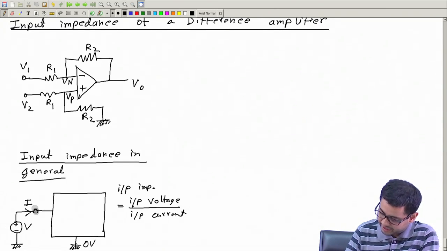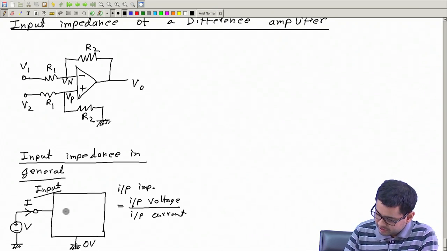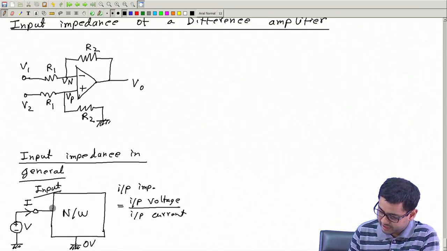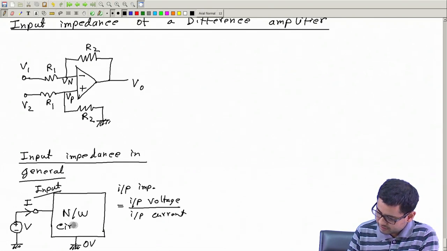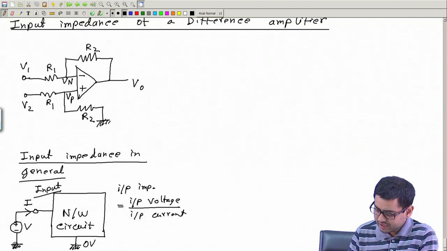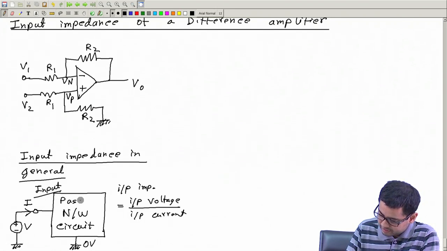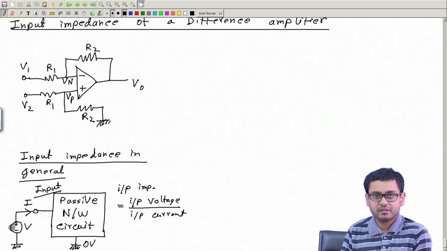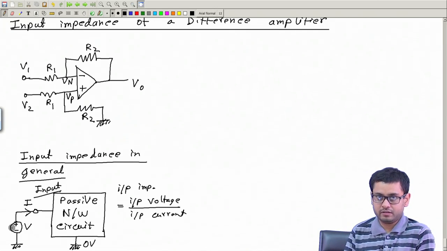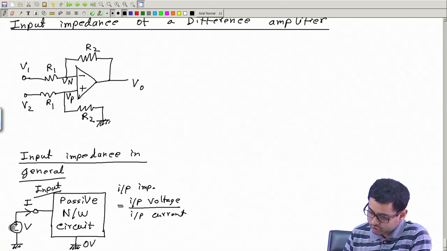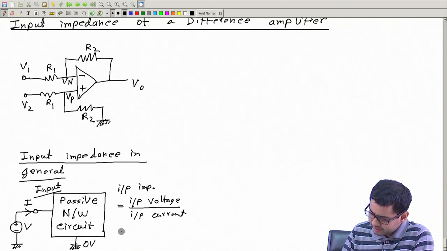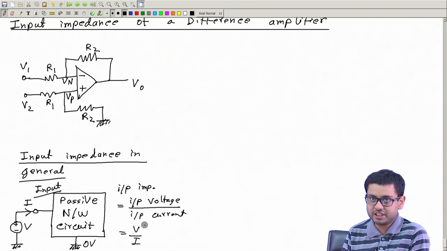So, this is the input side. This is the complicated network in a box or a circuit, and it is passive, which means it has only resistances, for example, no active source, no voltage source, no current source. This is equal to V by I. This is in general the input impedance.